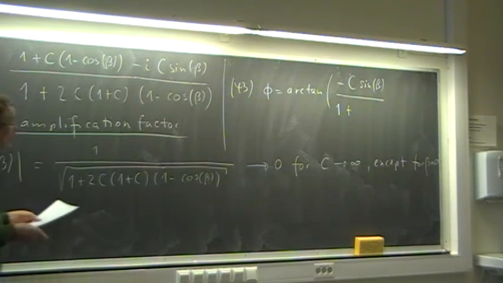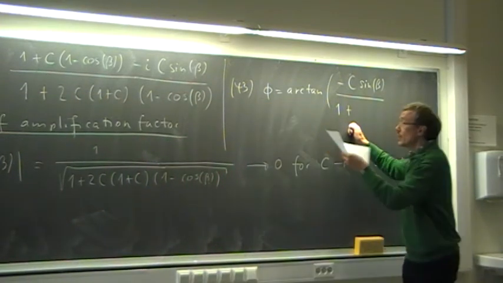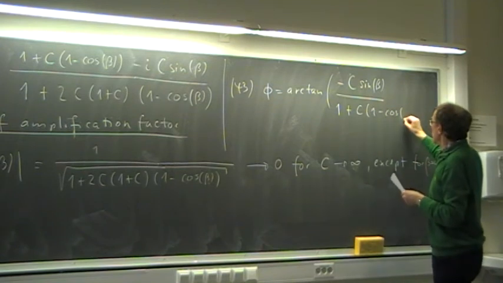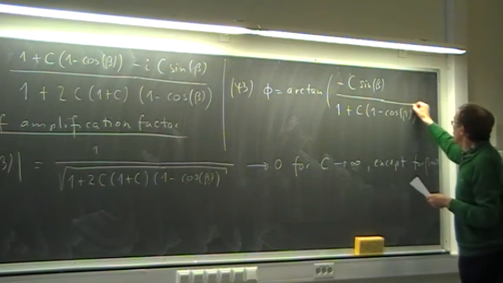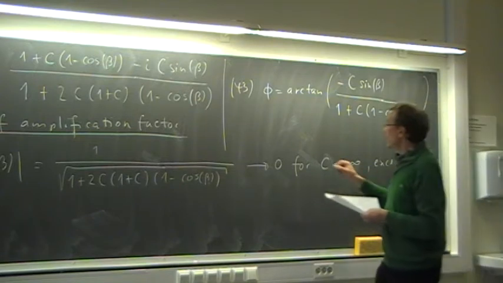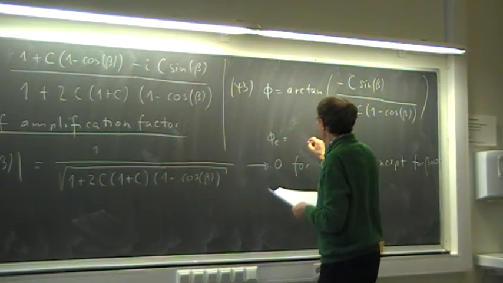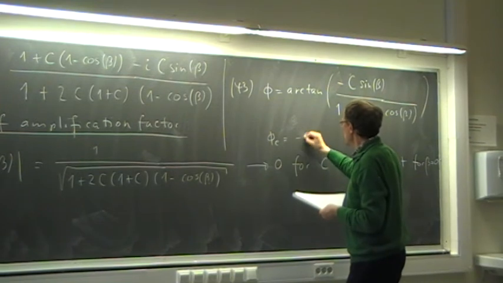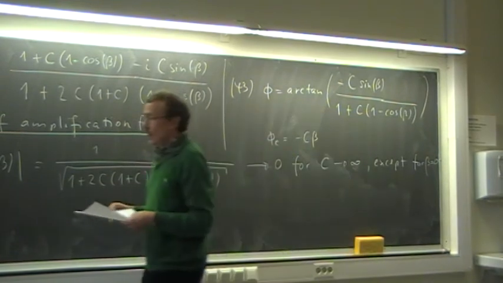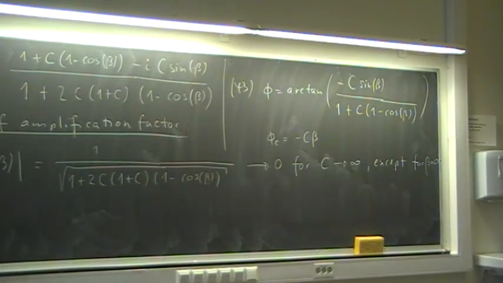So then we have here, we take c, 1 minus cosine beta. So that would be the phase angle of the numerical method. And that is then set in relation to the exact phase angle. And the exact phase angle, that was the phi e, that was minus c beta. I remember right? So let's see what we get.